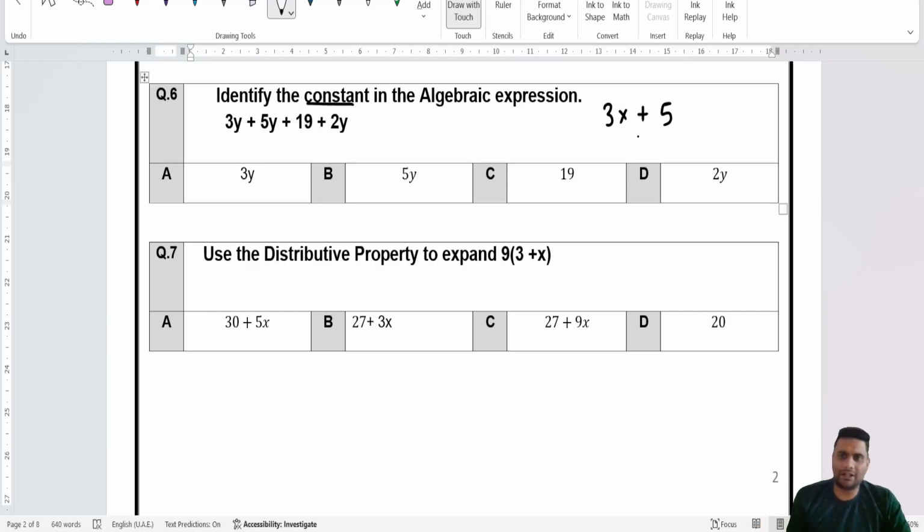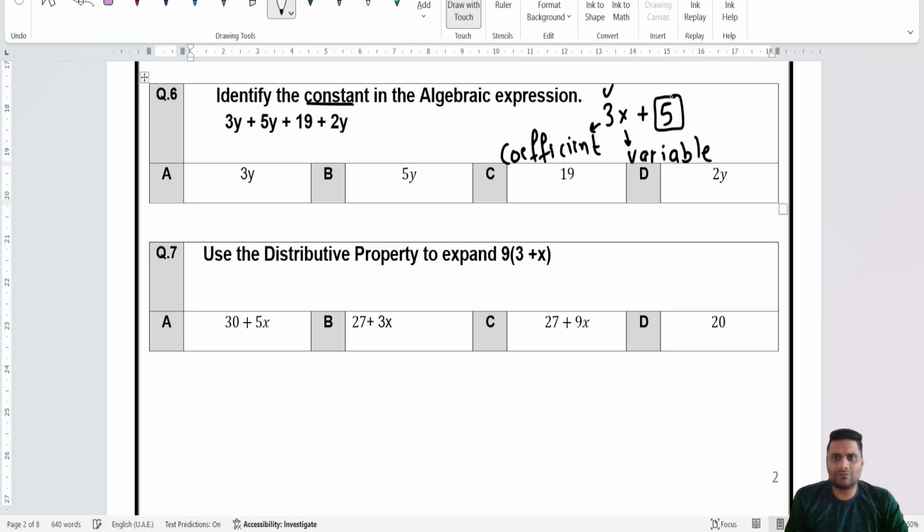Now in the algebraic expression, this x, the number that we don't know, we call it variable. What do we call it? Variable, the number that we don't know. Now the number with this variable x, which number do I have? 3. So the number with the variable is known as coefficient. So what is the coefficient of x? 3 here.